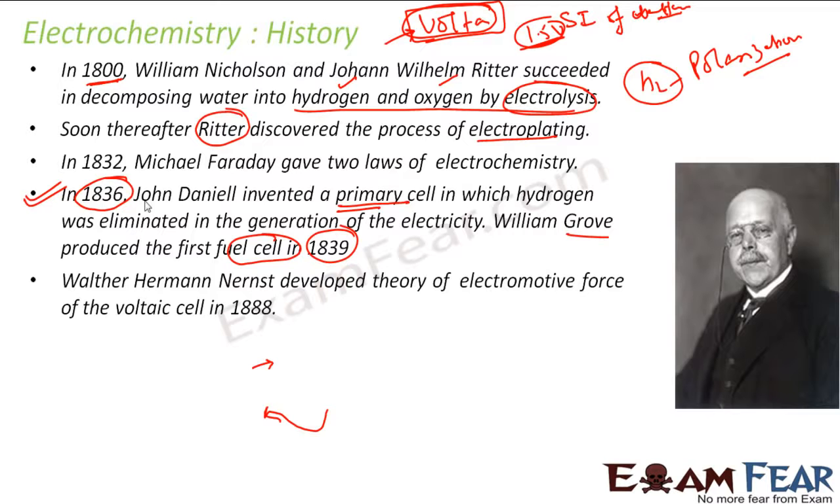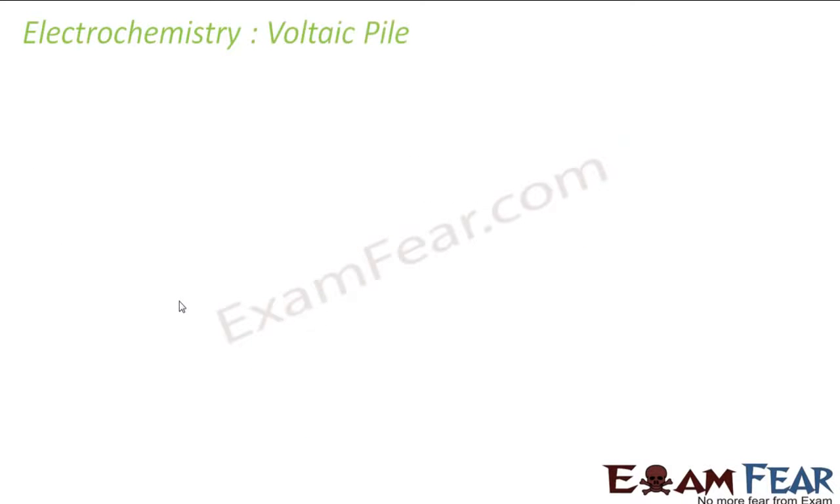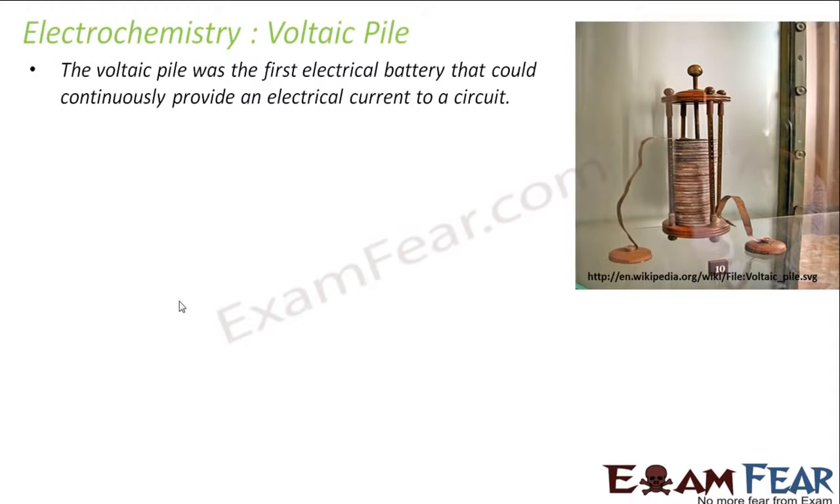And then this guy came in 1888 to give the Nernst equation. So in all the other cells I've discussed, they used to take 1 molar concentration of all the electrolytes. So this guy came up with a relation on what happens if you take 2 moles of electrolyte or 3 moles of electrolyte. There has to be some relation in the volts. So he came up with this Nernst equation. We'll discuss this also, right? As I told, let's discuss the voltaic pile first.